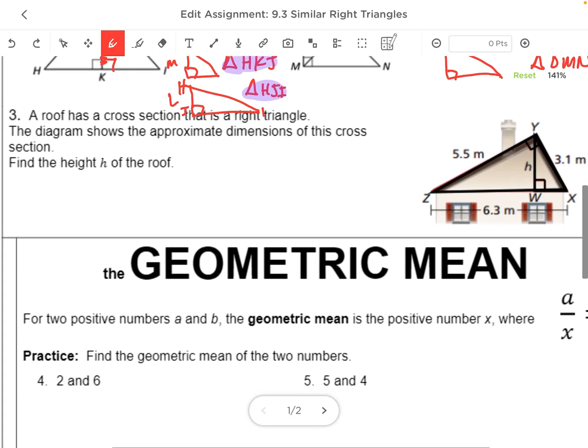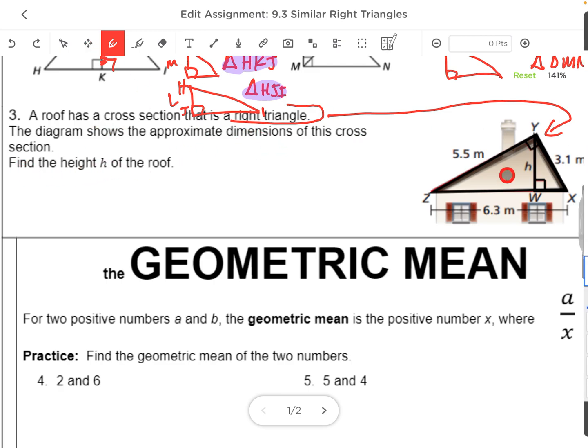It says a roof has a cross section that's a right triangle. Okay, so this is a roof of a house, right? You see this house over here. Those are the windows. That's the roof. Cross section that it's a right triangle. So if you see this, that's a right triangle, right? We see that right over there. Okay, so the diagram shows the approximate dimensions of a cross section. Find the height. Okay, so the height is this right here.